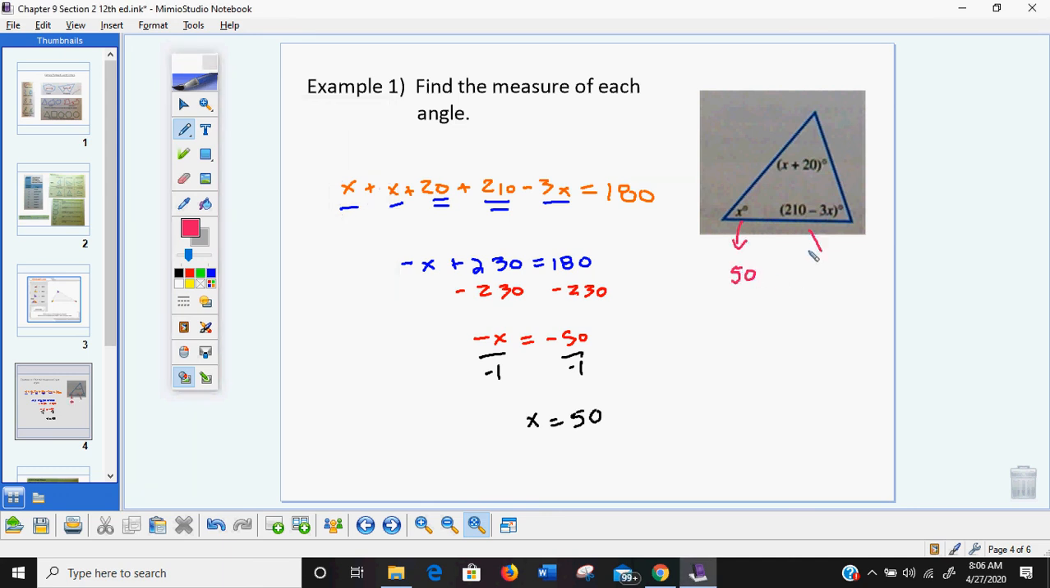Okay, this angle is going to be 210 minus 3 times 50. 3 times 50 is 150. So we're going to have 210 minus 150. And that's going to equal 60. And up here, when I plug in 50, I'm going to have 50 plus 20, which is equal to 70. So my angles are 50, 70, and 60. And those add up to 180.